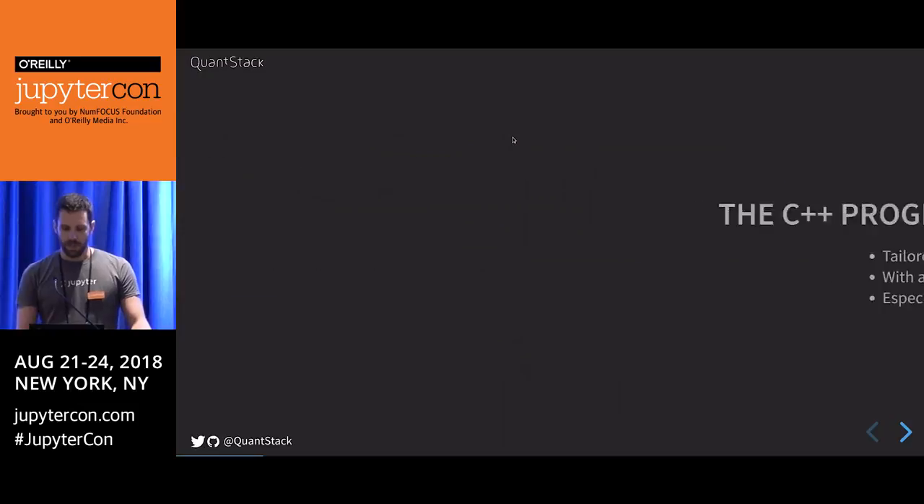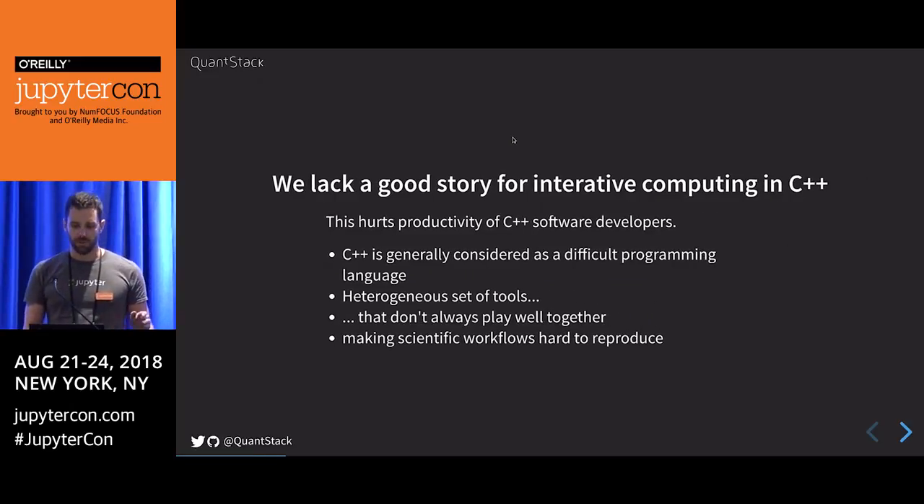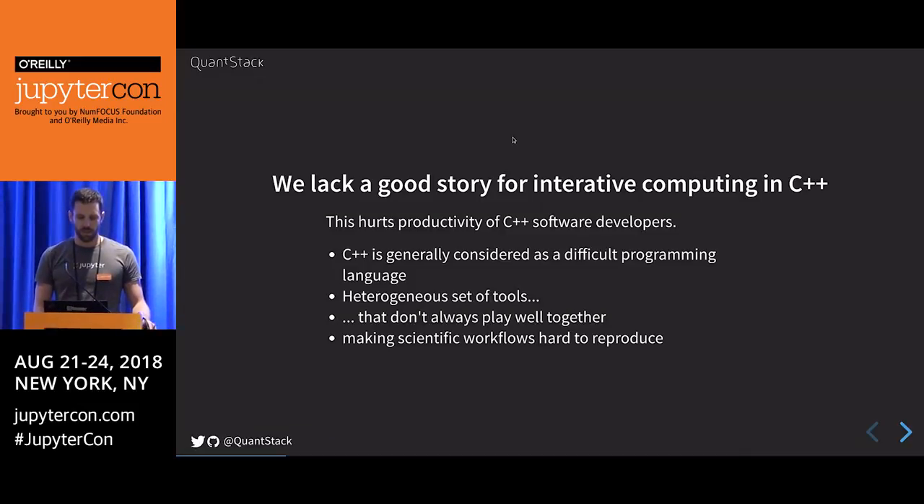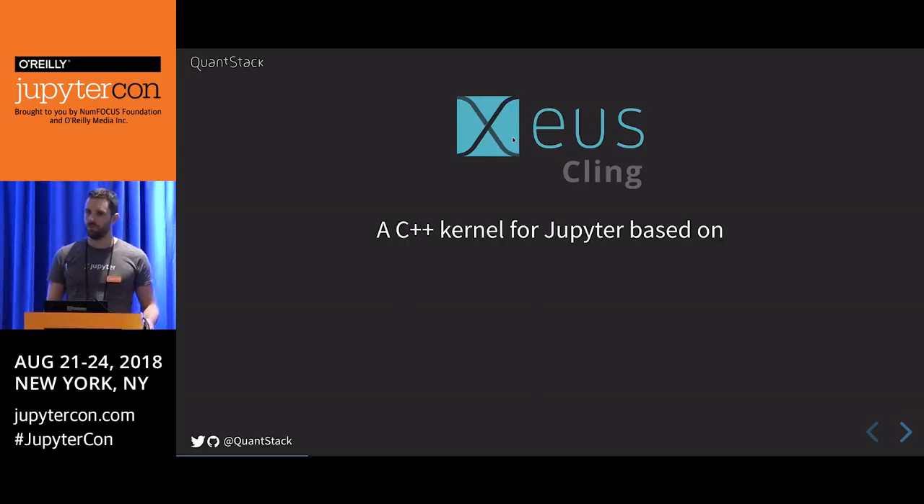Well, the C++ programming language is really strong in the scientific computing ecosystem because it was really tailored for performance. It has a massive community and they are especially strong in HPC. But it lacks a good story for interactive computing, and this hurts productivity of C++ software developers. So C++ is generally considered a difficult programming language to teach and learn. It has a fairly heterogeneous set of tools that don't always play well together, and it makes scientific workflows harder to reproduce. So that's why we decided to attack this problem, and we developed the Xeus-Cling C++ kernel.